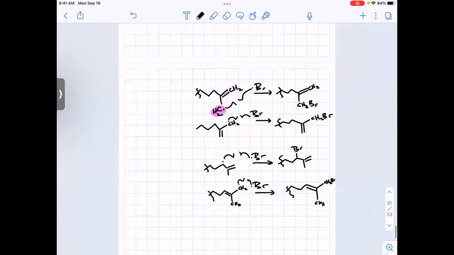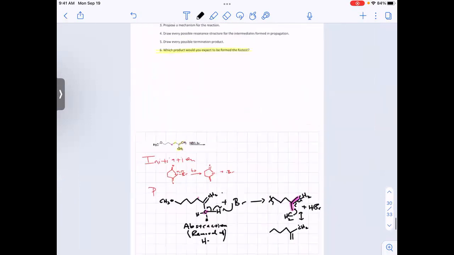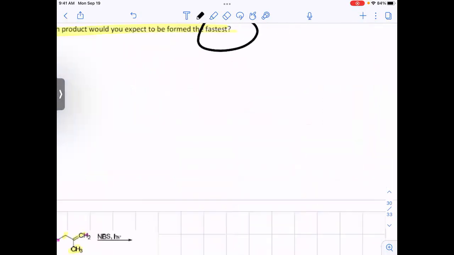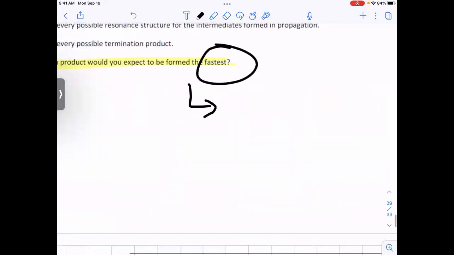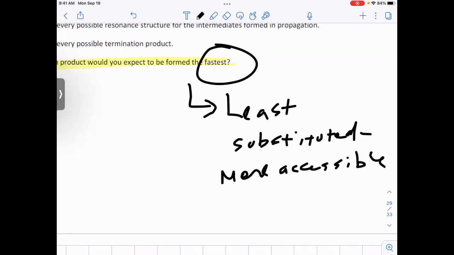All right, so the question now is which one is formed the fastest, right? And the way you determine that is you look for the least substituted radical. Right, if it's less substituted, that means it's more accessible.